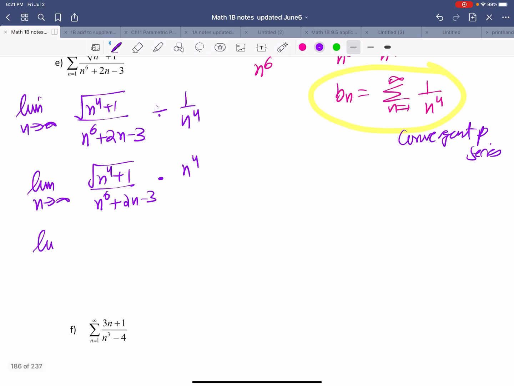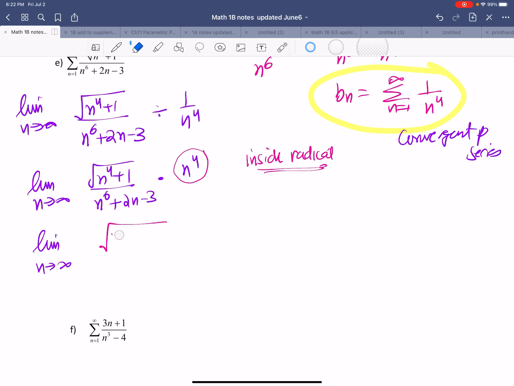Okay, limit n goes to infinity. So what I can do here is take the n to the 4th inside. When I take this n to the 4th inside the radical, it would become n to the 8th. So I'm going to take it inside the radical and make it n to the 8th power, times n to the 4th plus 1 over n to the 6th plus 2n minus 3.